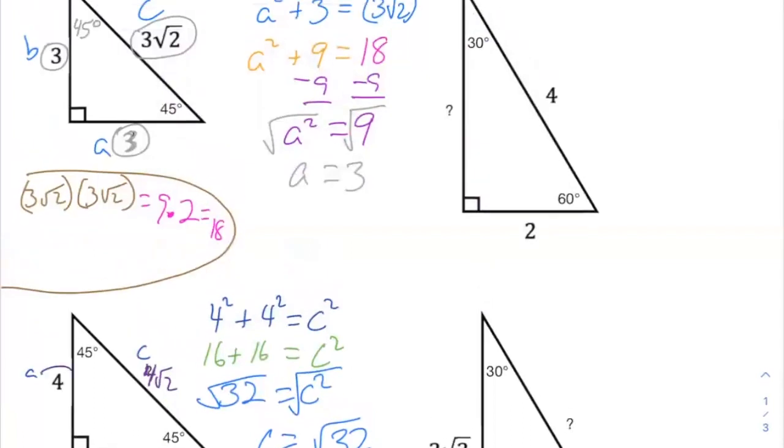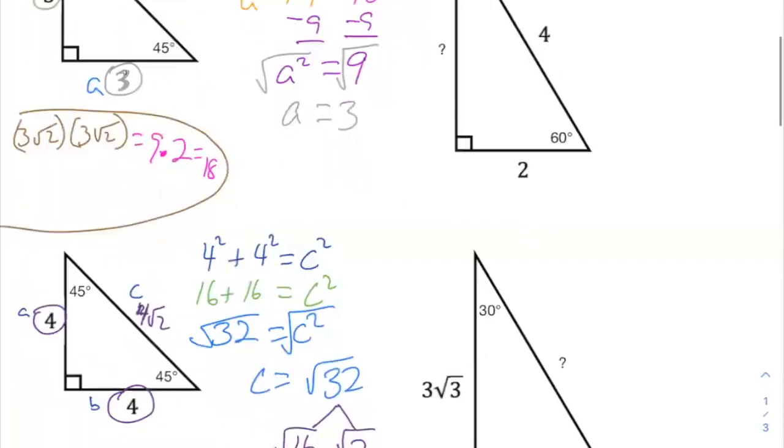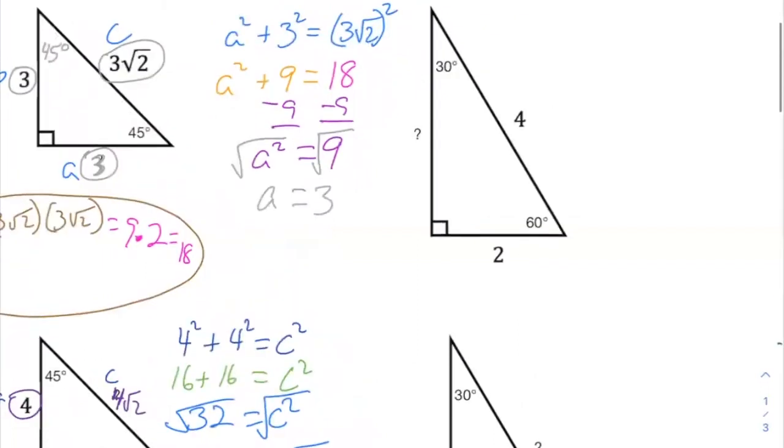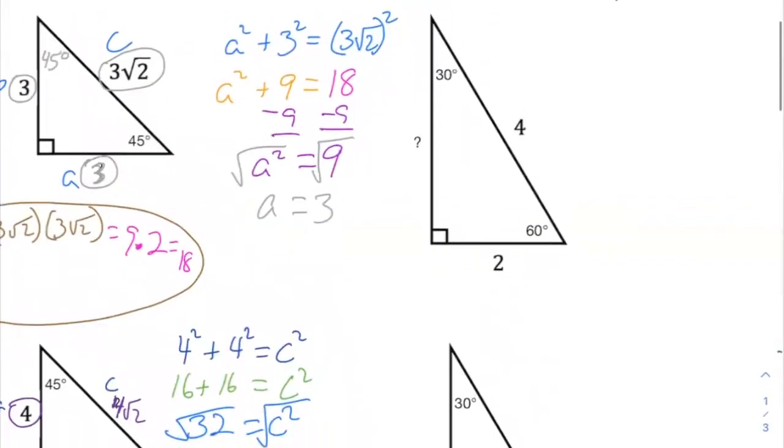Okay, so we have 4 and 4 for the two legs. The legs, remember, are the two sides that create that right angle. So this side and this side make the 90-degree angle. And then the hypotenuse was 4 root 2. All right, so let's go over to these other two triangles on the right side.